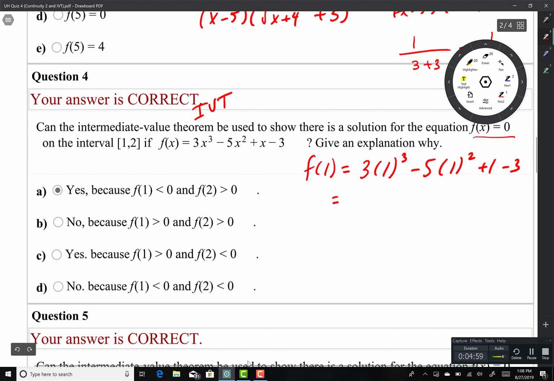I think we can do that without a calculator, guys. 3 minus 5, that's negative 2, plus 1, that's a negative 1, minus 3, that's a negative 4. So now, I'm going to see what f of 2 is.